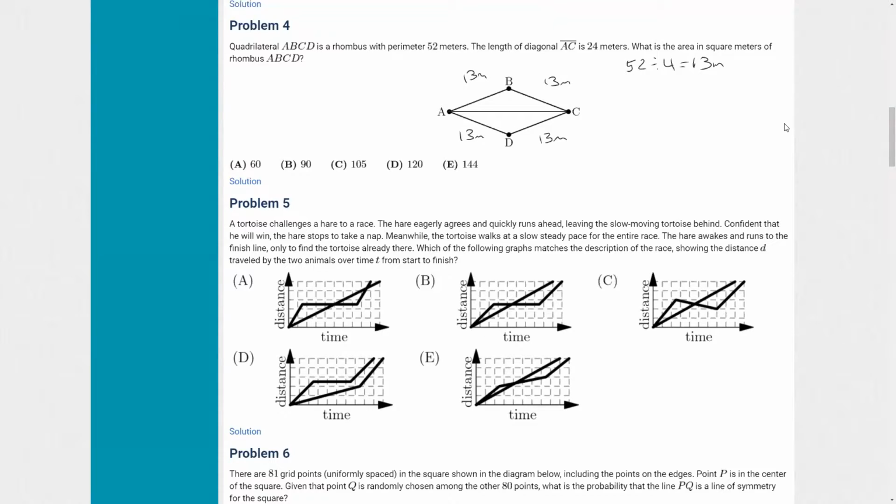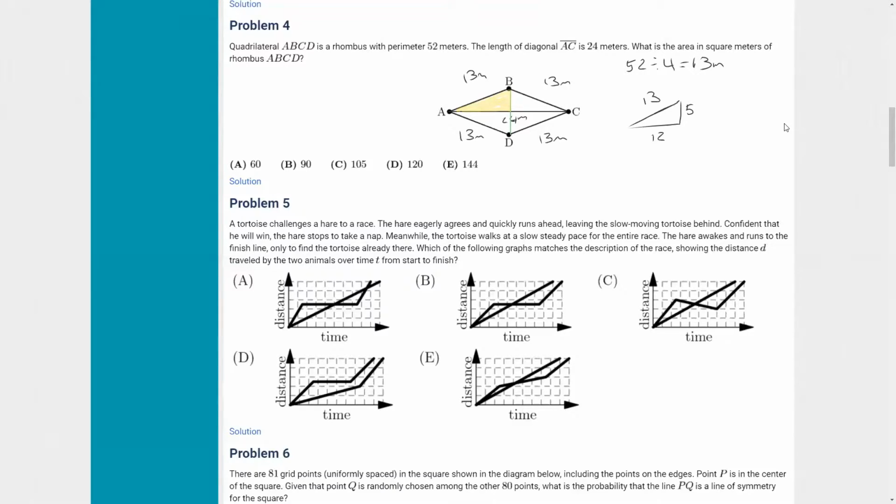And let's draw a line from A to C. And we know that A to C is 24 meters. Now, this 24 meters, I'm going to split in 2 by drawing a line from B to D, like this. Now, we have this triangle over here that is highlighted in yellow. And this yellow triangle has a dimension of, let's draw the triangle over here, 12 and 13.